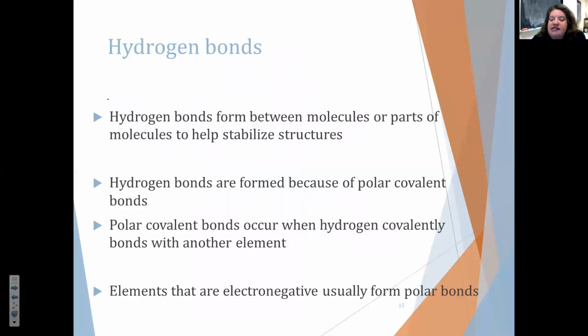And so elements that are electronegative usually form these polar covalent bonds. The polar covalent bonds are bonds that are different at one end than the other. And this sets up the conditions for our third type of bond, hydrogen bond. So those polar covalent bonds occur when hydrogen covalently bonds with elements that are electronegative, and it sets up on one end a little bit of a positive charge, and on the other end a little bit of a negative charge.